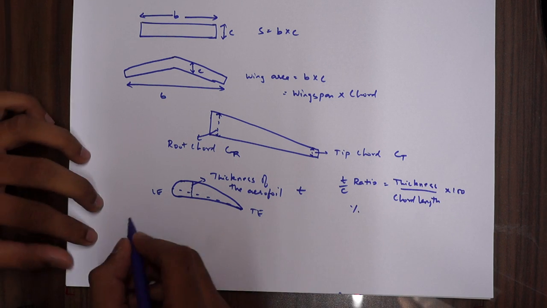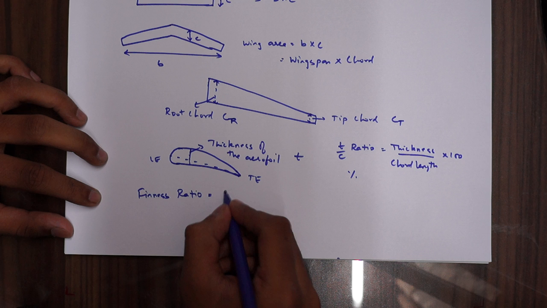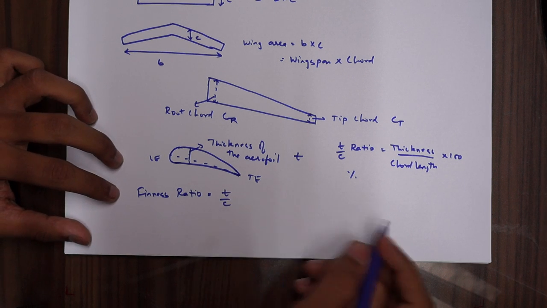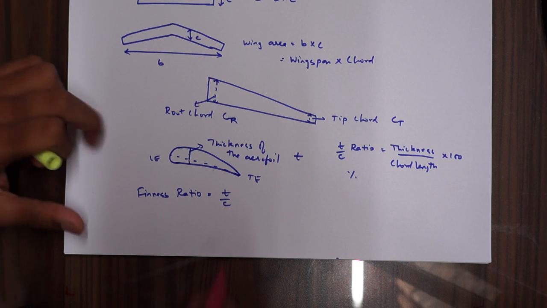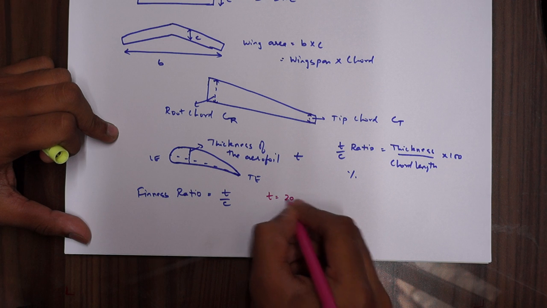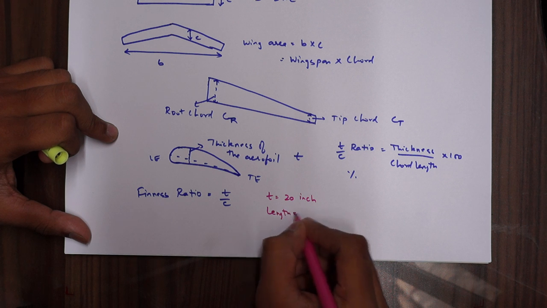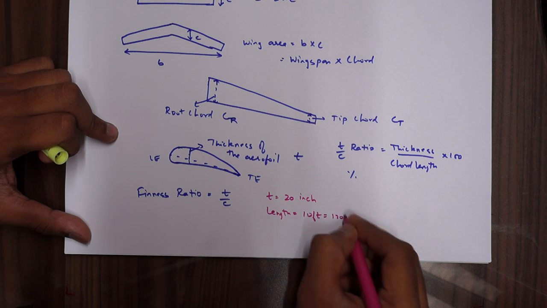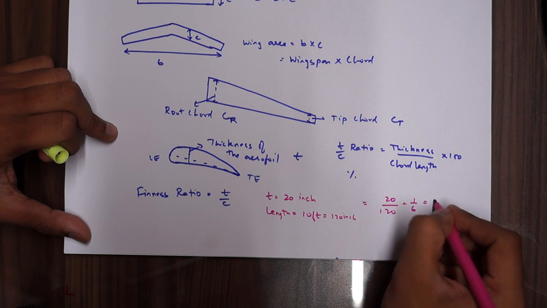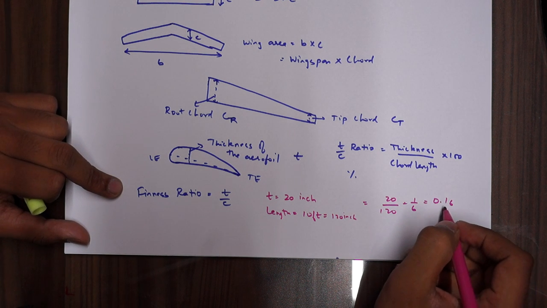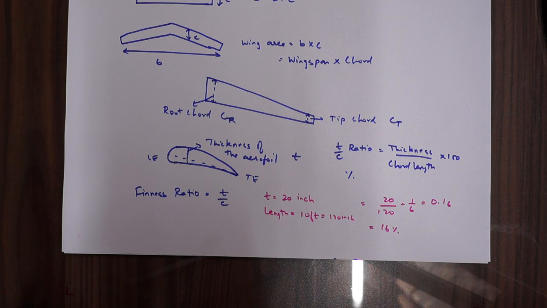And there's something called fineness ratio, which is also T by C, but not as a percentage, it's just a simple number. For example, say T of an aircraft is 20 inches, that is thickness 20 inches, and the length of the chord is say 10 feet, which is 120 inches. So T by C is 20 by 120, 1 by 6, 0.16 is your fineness ratio, because it's just a number. If you want the T by C ratio, thickness to chord ratio, it will be 16%. I hope that's clear.